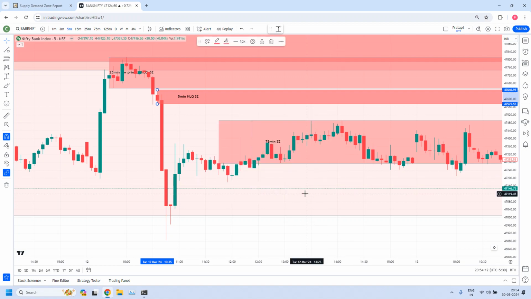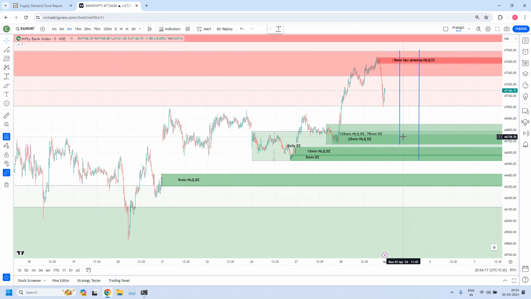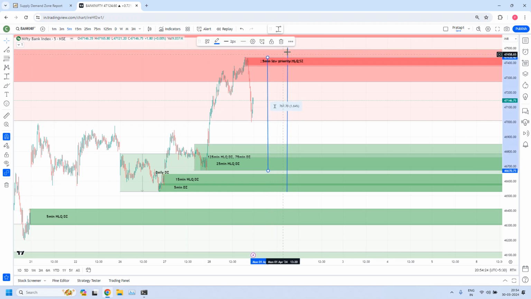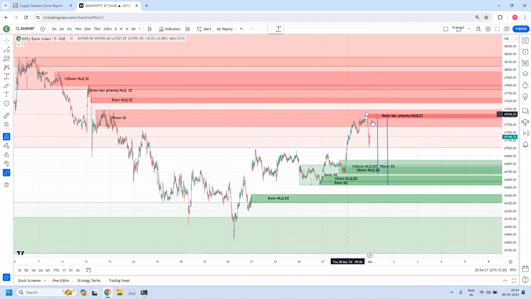Okay, we have finished now. Now we have better clarity. So these are the levels. If this demand zone is violated, below it will pick up the orders. If this one is violated, the next one, probably here, we have a 5 minutes high liquidity zone just below this 25 minutes low priority high liquidity zone.